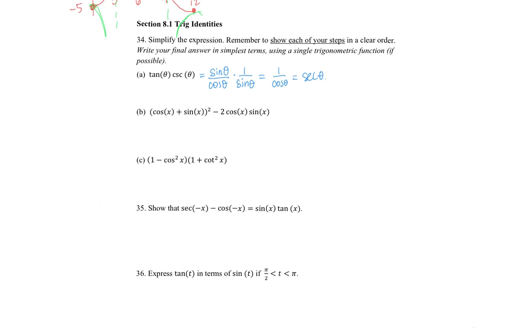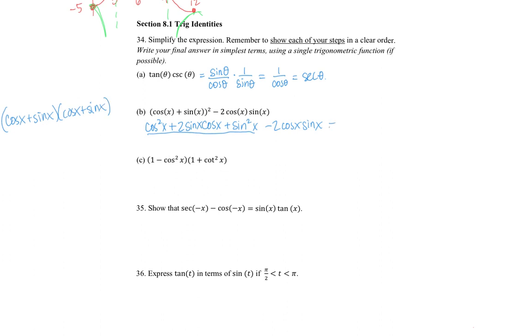Okay. For this one, I have cosine plus sine, the quantity squared. So if I square that out, I'm going to have cosine squared x plus 2 sine x cosine x plus sine squared x. And then I have minus 2 cosine x sine x. And the reason it multiplied out that way is, remember, I need to take this cosine x plus sine x times cosine x plus sine x. And when I multiply that all out, that's what I'll end up getting.